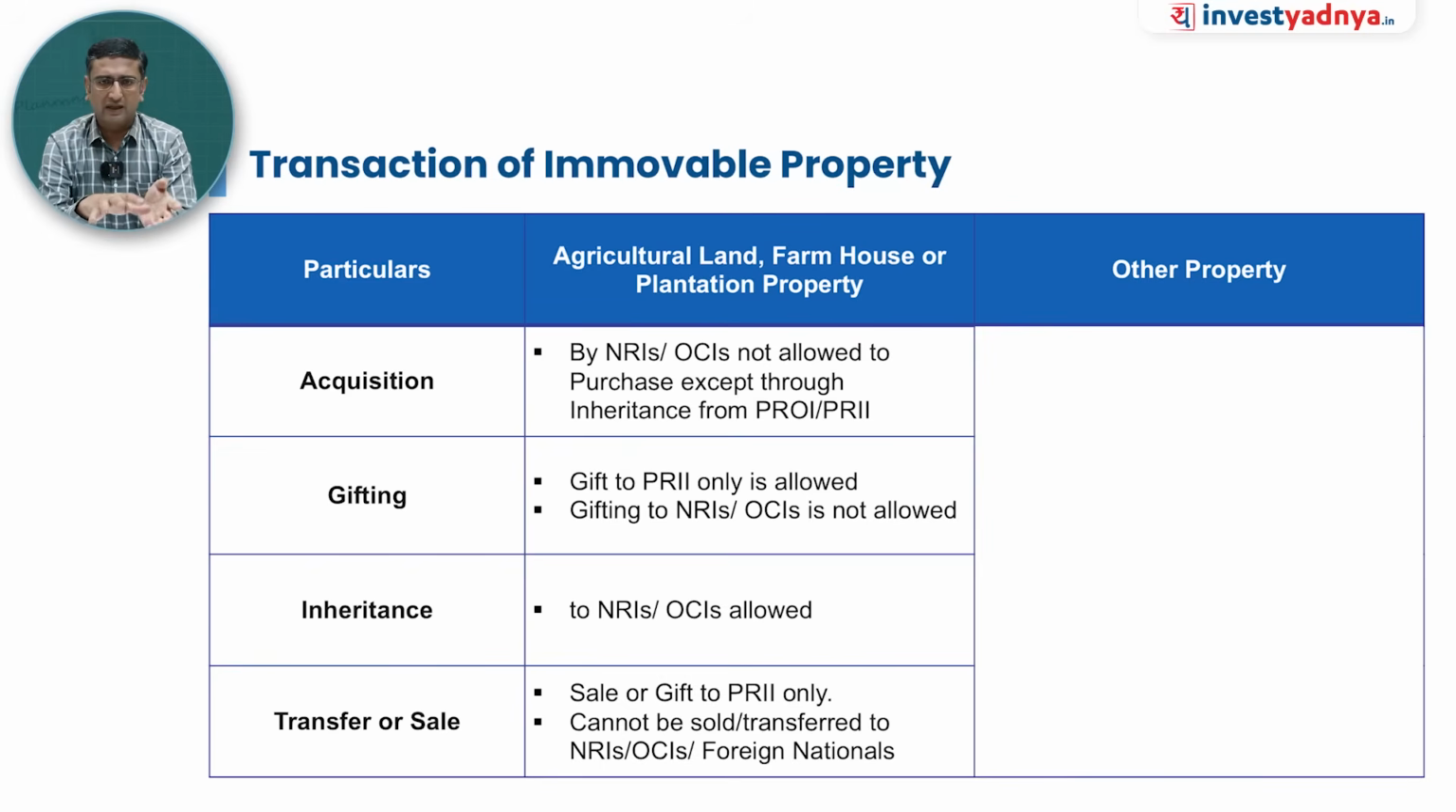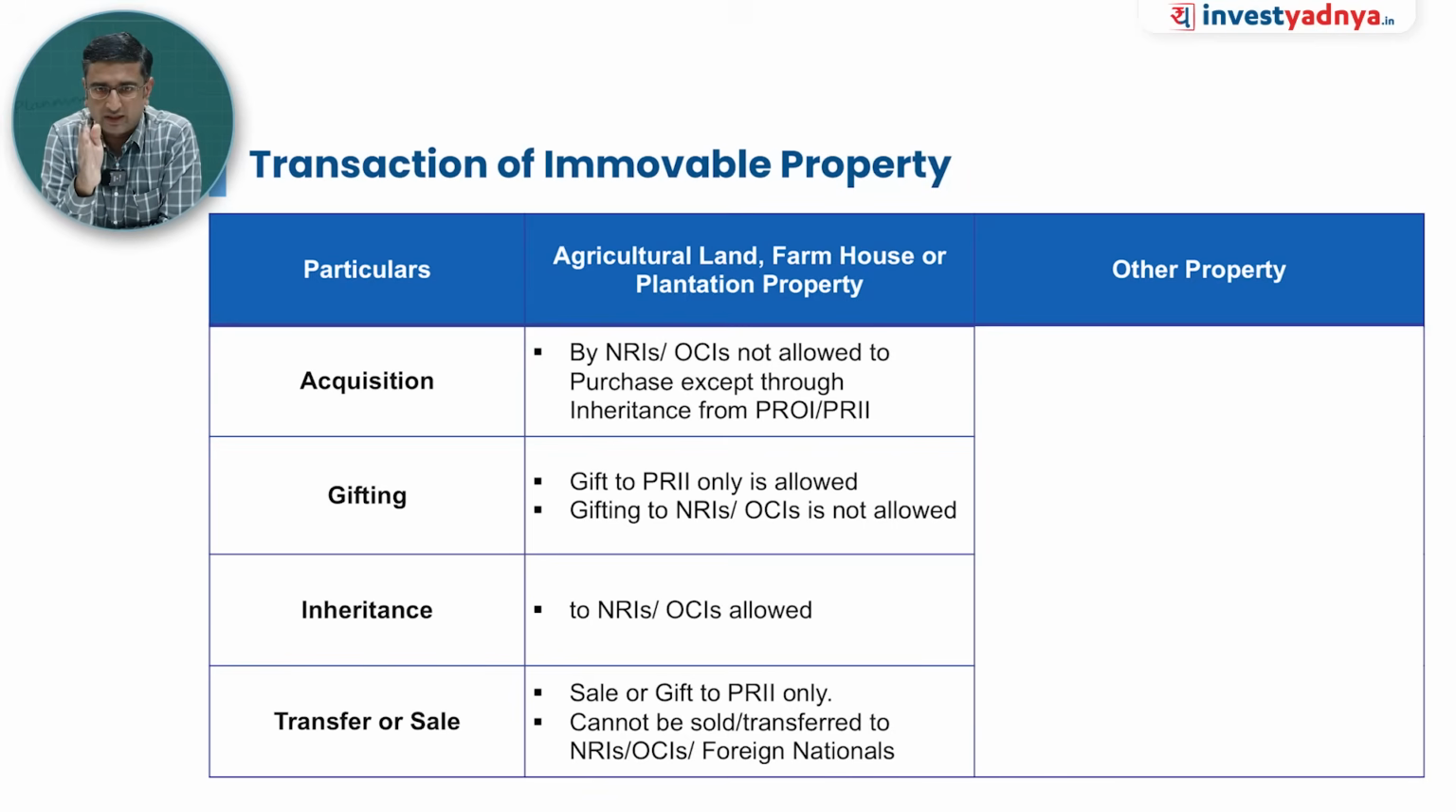Another pool, except for the agricultural land, farmhouse and plantation property, we have other properties also. The commercial shops, flats, bungalow, open plots, which are NA plots, industrial plots, under construction property. What about those? Let's see what happens to these properties.